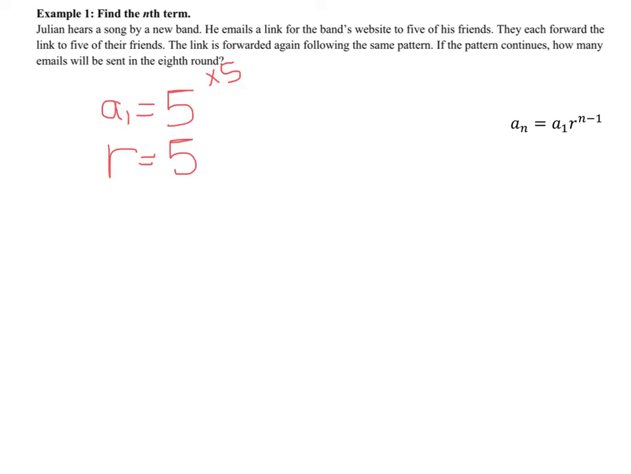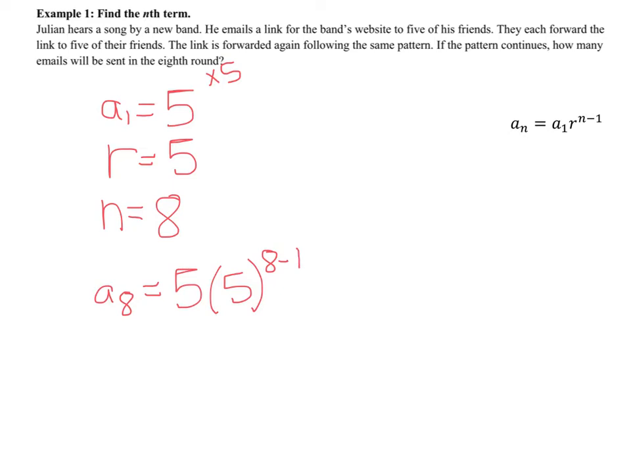The link is forwarded again following the same pattern. If the pattern continues, how many emails will be sent in the 8th round? So we know that N is going to be 8 because they want to know the 8th round. So let's go ahead and solve this. A sub n, we know, is going to be A sub 8 because we want to know the amount in the 8th round. A sub 1 is 5, R is 5, and N is 8.